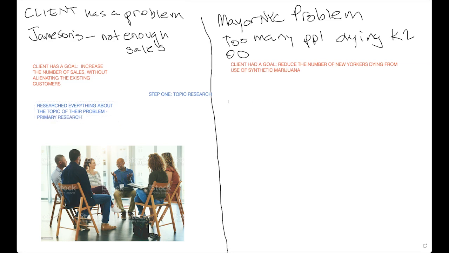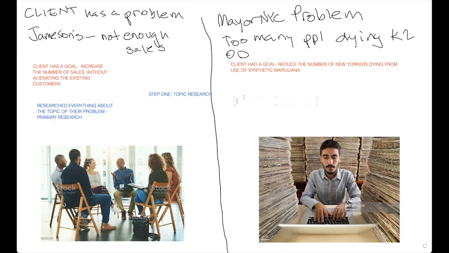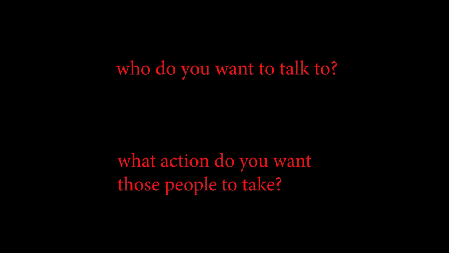We, however, did not have the money for focus groups or the time for focus groups. So we researched everything about the problem of New Yorkers dying from use of synthetic marijuana. The reason we do all this research, of course, is not just to be experts on these problems, but because we're trying to answer 2 very important questions. The first question is, who do we want to talk to? The second question is, what action do we want them to take?